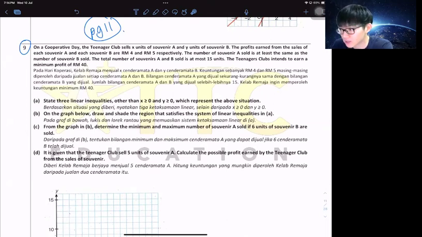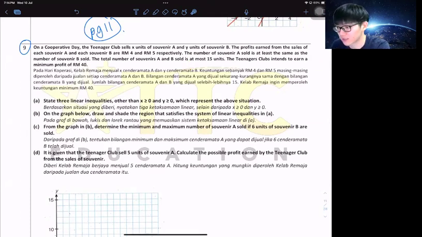Okay, so X units of souvenir A. How many units are X units? Not like 10, not like 5, but X. Okay, and Y units of souvenir B. Profits, which is untung. Okay, earned from the sales of each A and B is 4 and 5 ringgit respectively. Okay, you understand the sentence or not? Okay, so basically, one souvenir A can give you 4 ringgit, can earn 4 ringgit. One souvenir B can earn 5 ringgit.